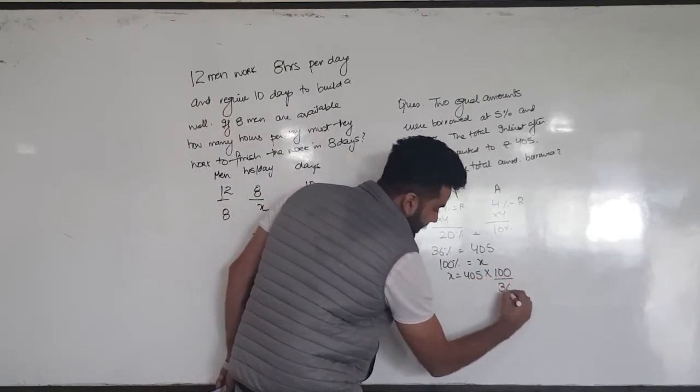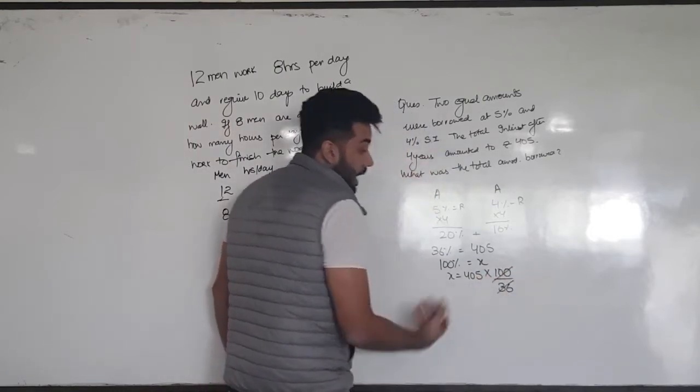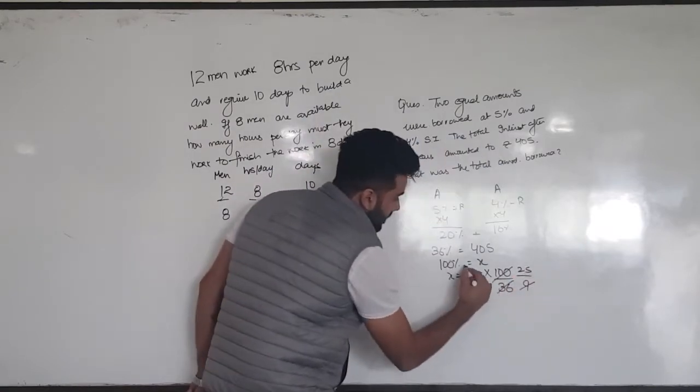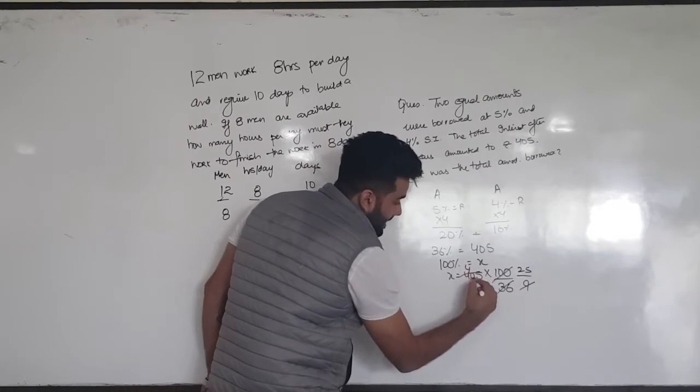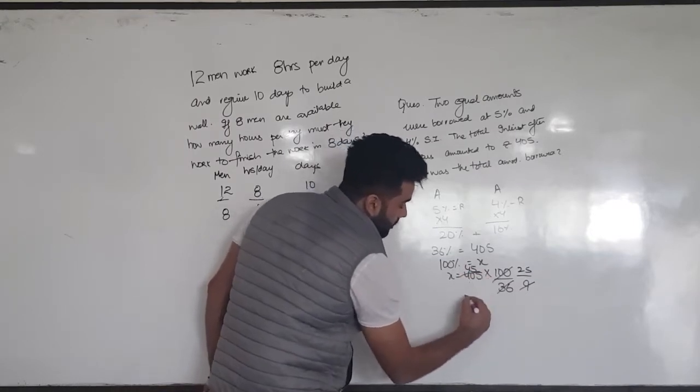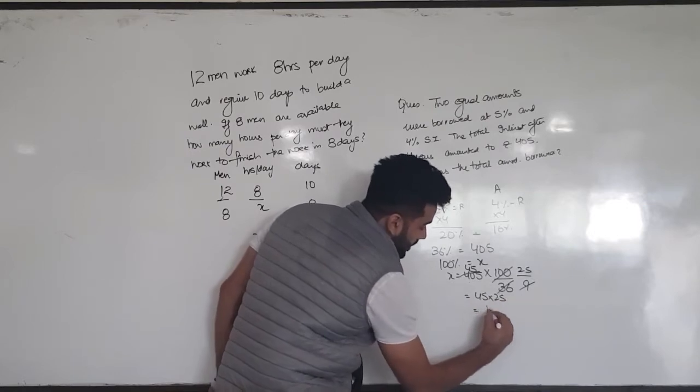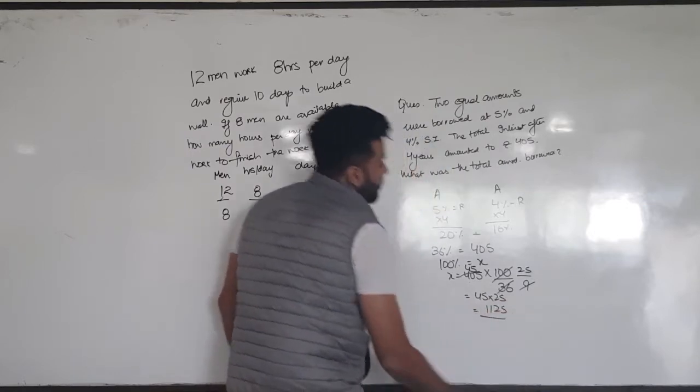100 by 36. We cancel it now by 4. 25 by 9. We cancel it. 9 fours are 36 and then we have 45. So if I multiply 45 into 25, this would come out to be 1125.